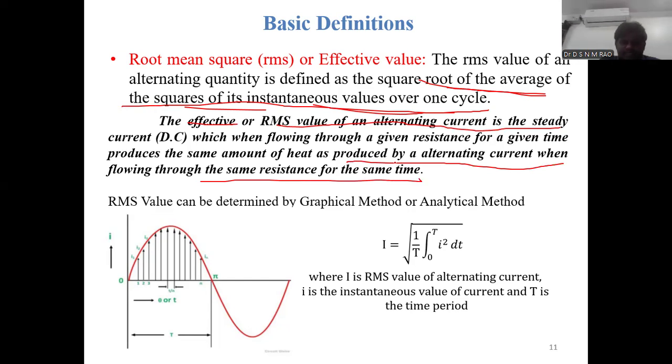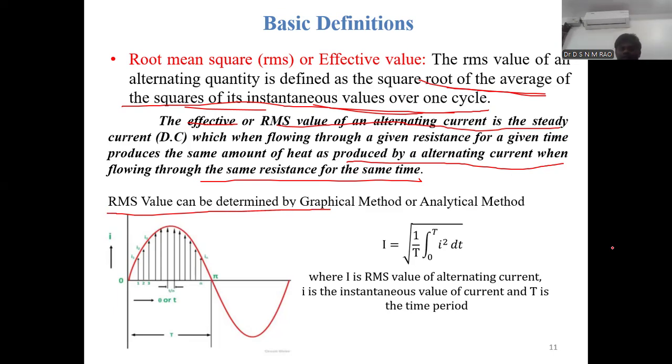That means heat produced by DC current equals heat produced by AC current. The same resistance for the same time is excited by a DC supply, and the heat developed must be equal to the heat produced by the AC current for the same resistance and same time. So in order to equate the heat produced by DC and by AC, we can increase the AC voltage to match the heat produced by the DC current. Heat produced by DC current is higher than that produced by AC current.